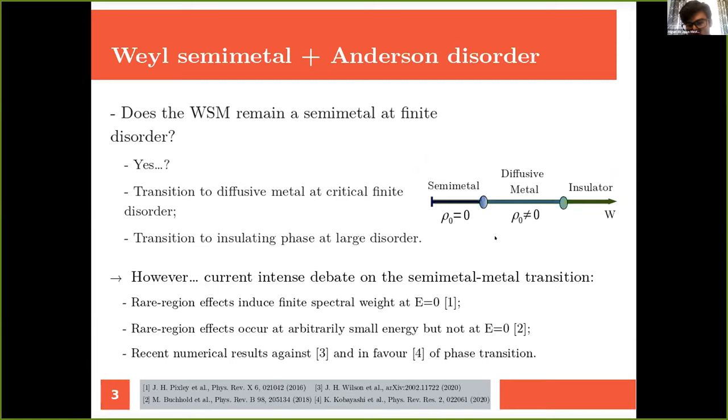Quickly, as John said, the first picture that emerged was the existence of this quantum phase transition between the semi-metallic and metallic phase, where the density of states at the Fermi level is zero in the semi-metal and becomes finite in this diffusive metallic phase. For an even larger disorder strength, we have a transition into an insulating phase. However, these new types of effects that John discussed, these so-called rare regions, were proposed to spoil this semi-metallic phase. So this is still an open problem. Even this year, there were references that were released in favor of the existence of this phase transition, and John's work should then be included here.